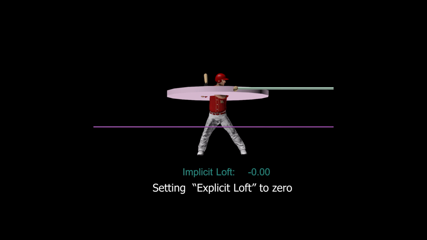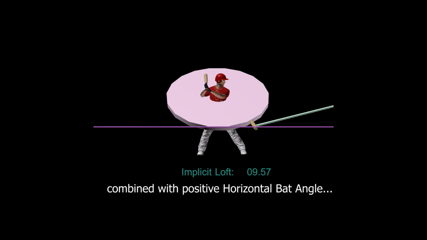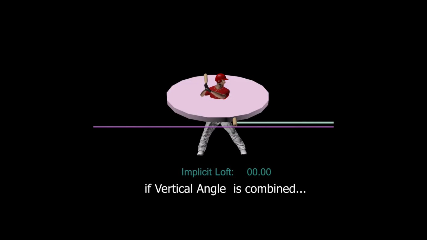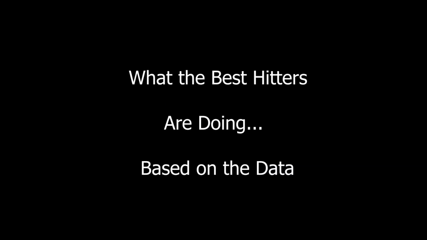So a hitter's feel for loft is the tilt in the swing from catcher to pitcher. We're going to call that explicit loft and set that to 0, so we can take a look at implicit loft, which results from the other two angles. So if we take vertical swing angle and combine it with positive horizontal bat angle, typical for an inside pitch, it results in positive loft, and more vertical angle equals more loft. However, if vertical angle is combined with negative horizontal bat angle, as is typical for outside pitches, the loft contribution is negative.